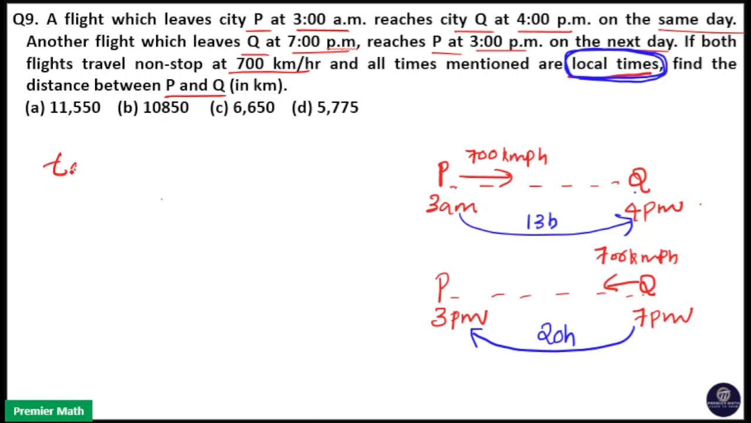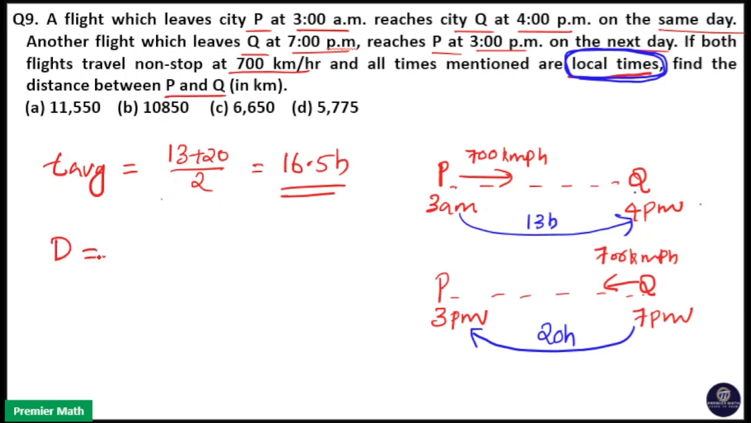So the average of time is equal to, this is 13, this is 20. So 13 plus 20 divided by 2, that is equal to 33 by 2, that is 16.5 hours. So this is the correct time duration. Whenever you have local times, take the average of the time.